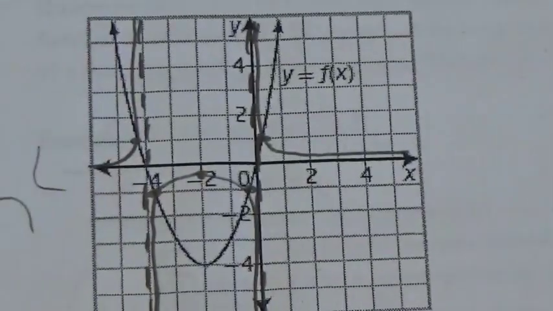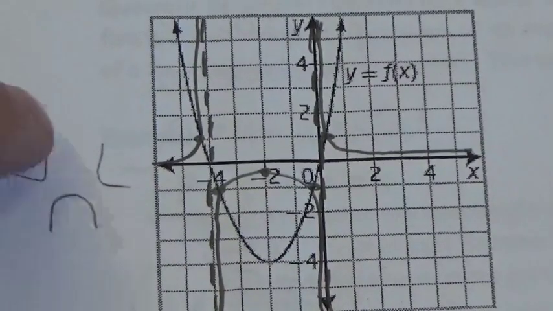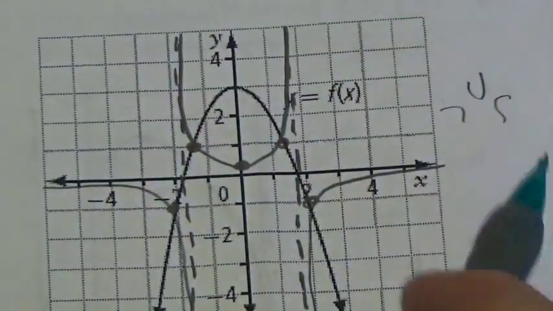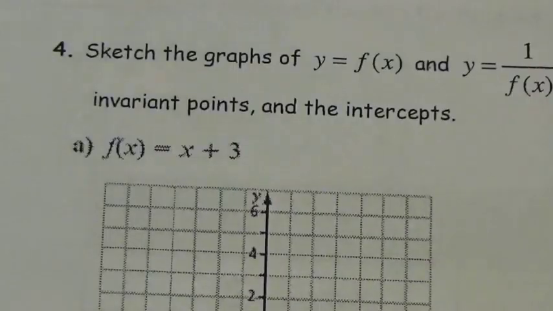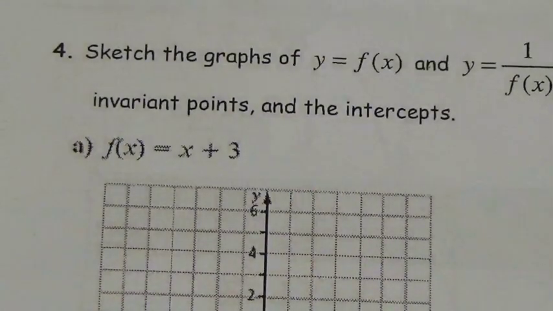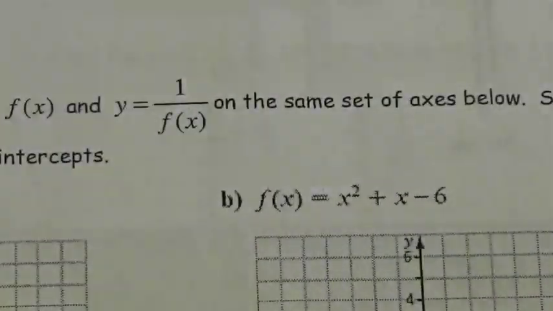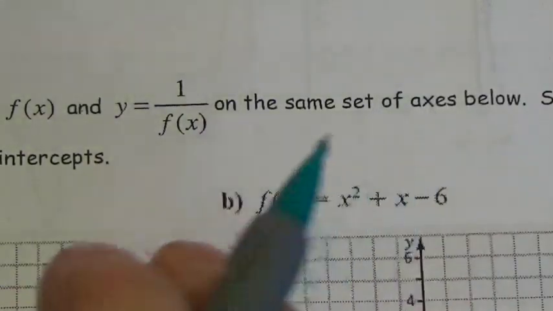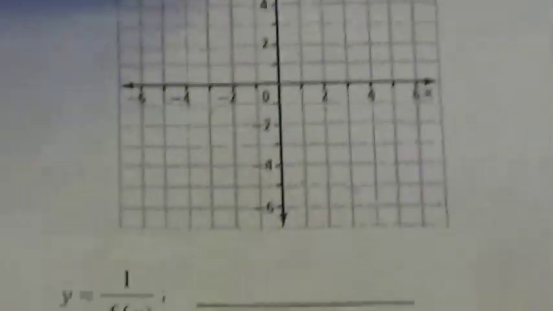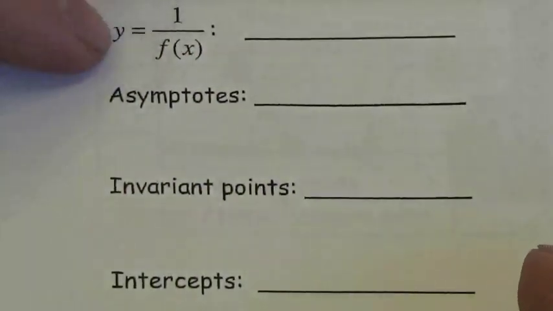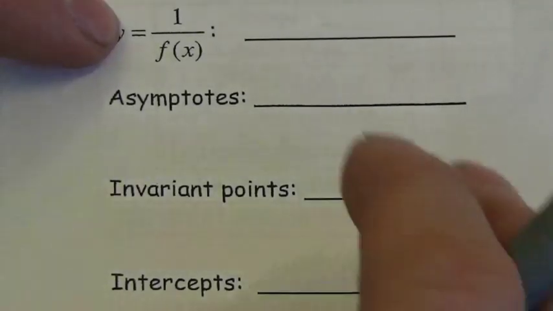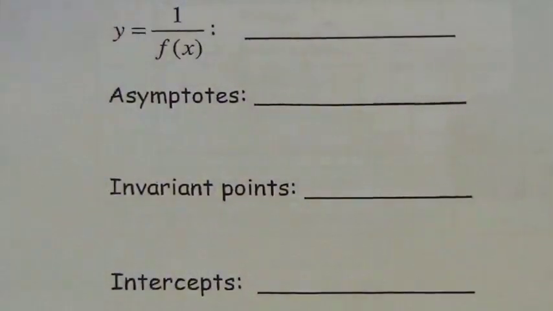Okay? When it opens up, it's going to have a shape more like that. If it opens down, it's going to look more like that. All right. Now, in this case here, we've got a couple questions. What we're going to do is we're going to sketch the graphs of y equals f of x, y equals 1 over f of x. We're going to do it on the same axes, and then we're going to identify the different pieces here. We're going to get the equation, and then the asymptotes and invariant points and intercepts.